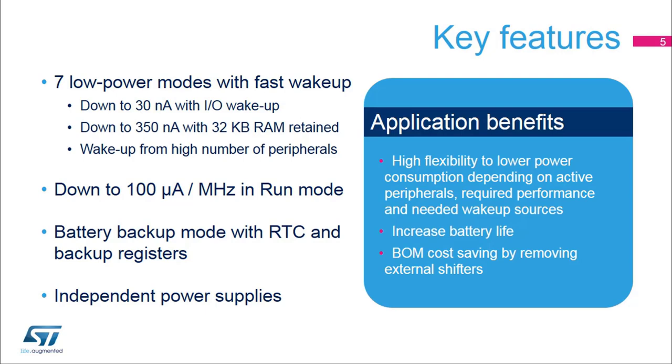The STM32L4 has several key features related to power management. Several low power modes, down to 30 nanoamps, while it is still possible to wake up the MCU with an event on an I/O. For only 350 nanoamps, 32 kilobytes of SRAM can be retained. A large number of peripherals can wake up from the various low-power modes. Dynamic consumption is down to 100 microamps per megahertz, executing from flash memory.